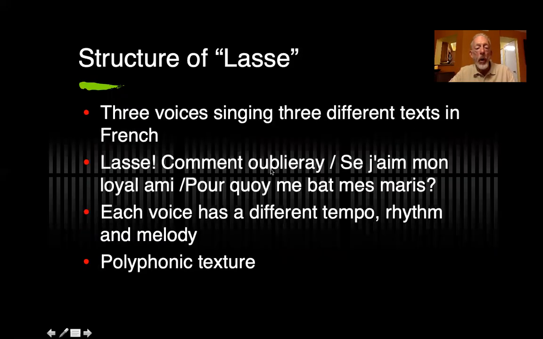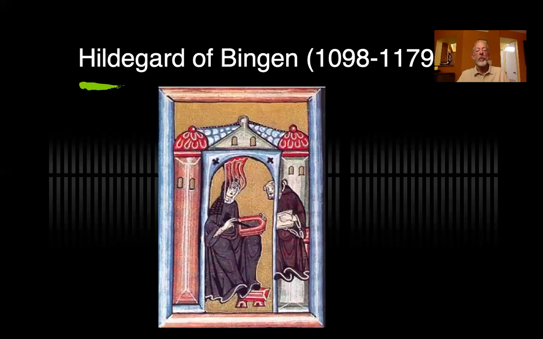Machaut also, oh, well, there we are, 3 voices singing 3 different texts. There's the 3 texts. Each voice has a different speed, a different rhythm, and a different melody. So we call this polyphonic texture, many voices going on at the same time.